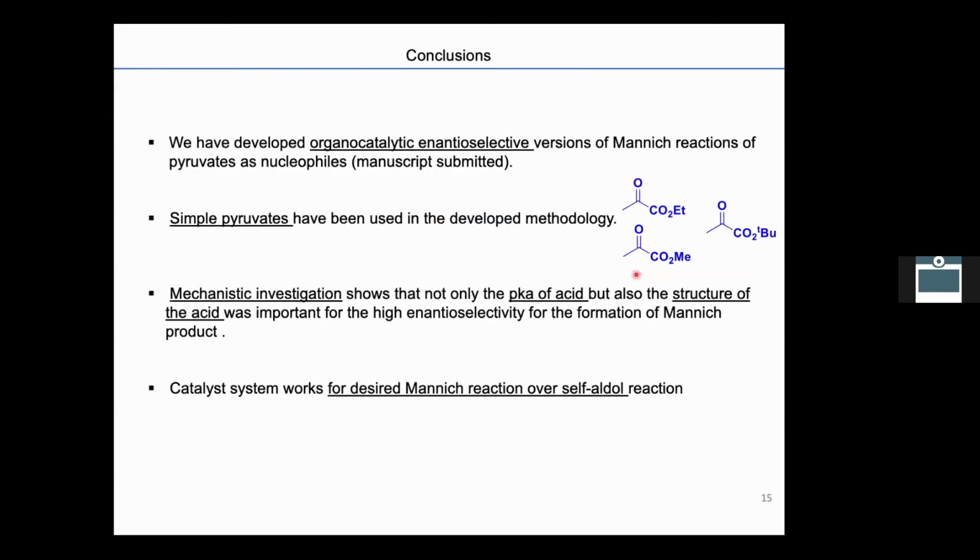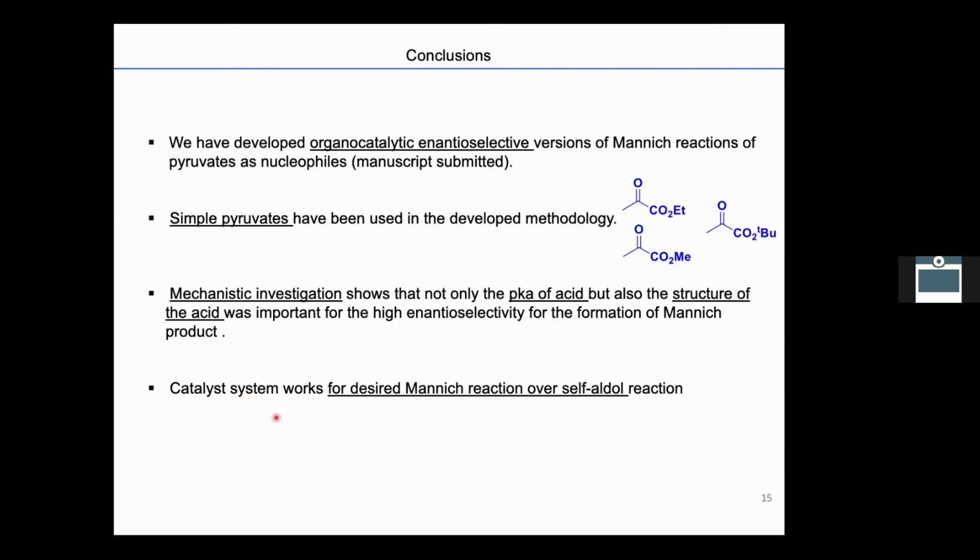If you could remember, in conclusion, we have developed an organocatalytic enantioselective version of Mannich reactions of pyruvate as a nucleophile, and this is one of the first examples of a non-enzymatic reaction that could be possible. Simple pyruvates like this, which were always found very difficult to use as a nucleophile, were used. From mechanistic investigations, we found out that the pKa of the acid, and not only the pKa but also the structure of the acid, was important with the amine catalyst as well.